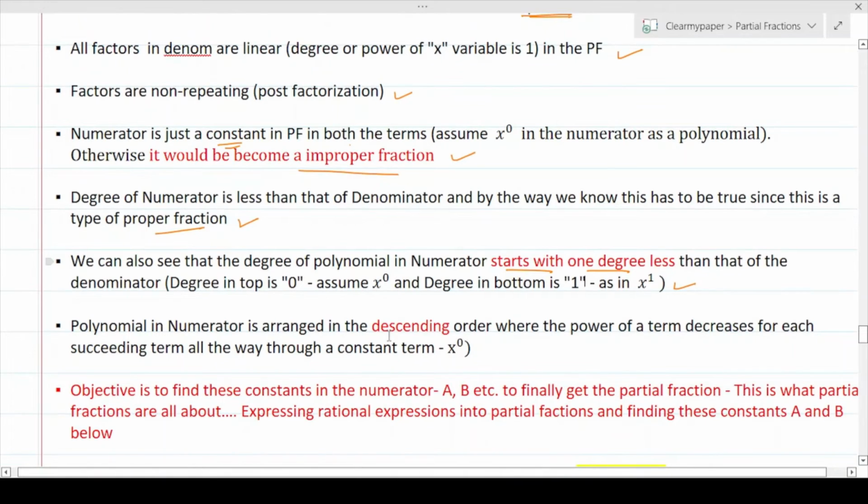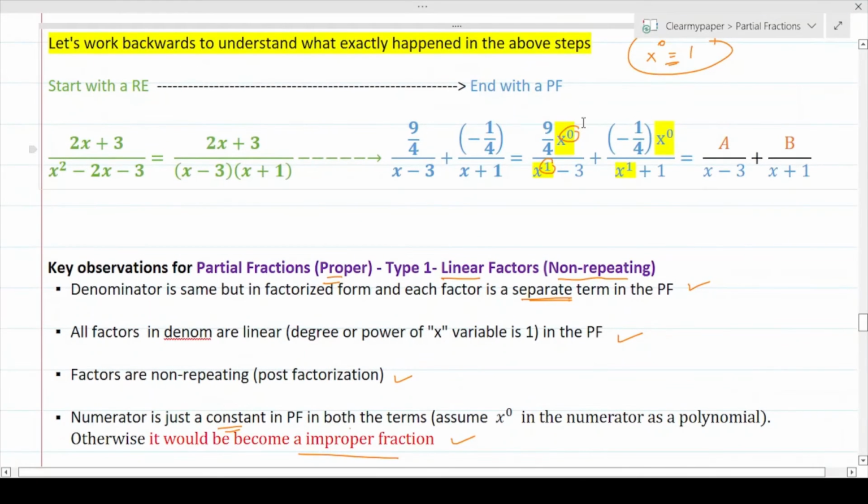And I think we discussed this also, where the polynomial in the numerator is arranged in descending order, where the power of the term decreases for each succeeding term all the way through a constant term, x^0. Basically, we start with x^0, but we don't have anything further to go down because we cannot descend from there, as that is the last term. It was a different case if at the bottom it was quadratic, x to the power 2. We would have started with x to the power 1, which we will see in type 3 when we solve the quadratic equation.